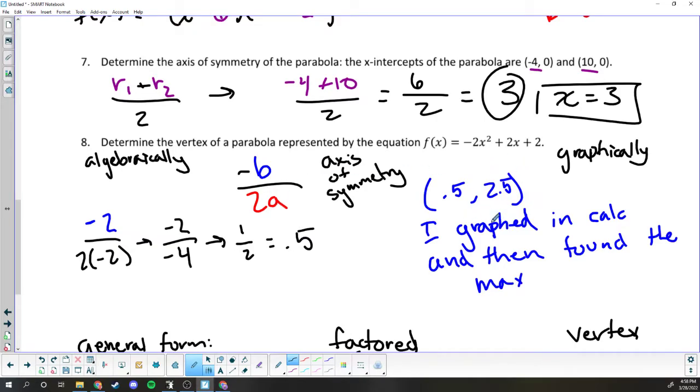Now, to find the corresponding y value of the vertex, you plug in 0.5 into this equation. So you go f of x equals, instead of f of x, since we're plugging in 0.5, it is f of 0.5. And you get negative 2 times 0.5 squared plus 2 times 0.5 plus 2, right? I just substituted. Every time I saw an x, I wrote 0.5.